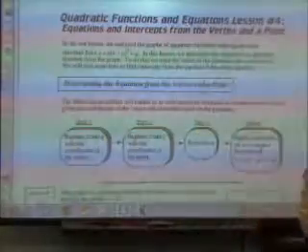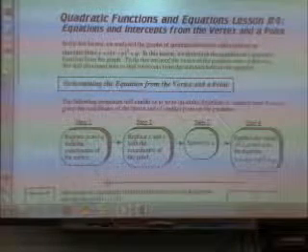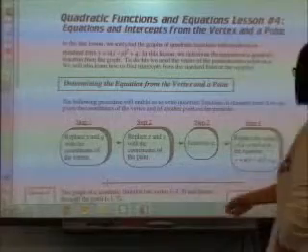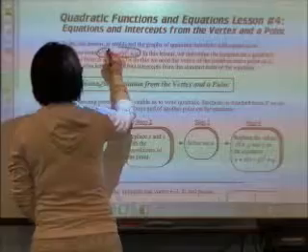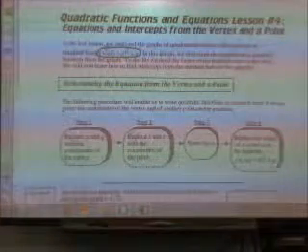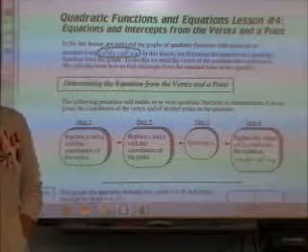Lesson number 4 looks at writing equations and intercepts given a vertex and a point. So we go back to this standard equation: y equals a times (x minus p) squared plus q. A is my stretch factor, it's my reflection. P and Q are my vertex.